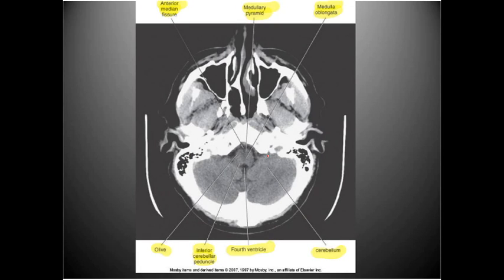Here we're going through more inferior portions of the skull, and so this is going to be the medulla oblongata. We've already scanned through the pons, and just anterior to the fourth ventricle. We also see that we have the maxillary sinus, mastoid air cells, EAM.